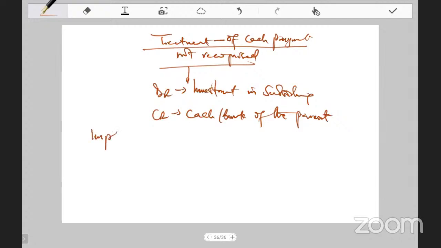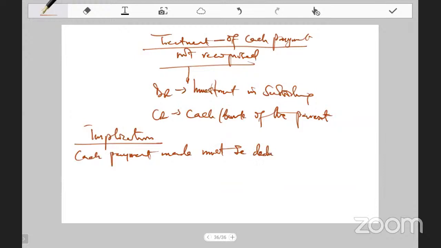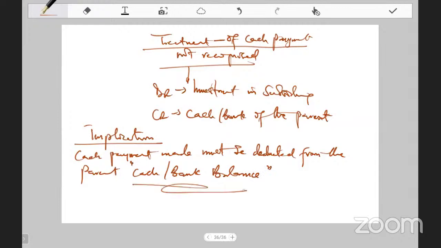Implication, and I want you to note that. The implication of this is that the cash payment made must be deducted from the parent cash or bank balance. So that is that. Any question? Okay. Let's move to the next one.